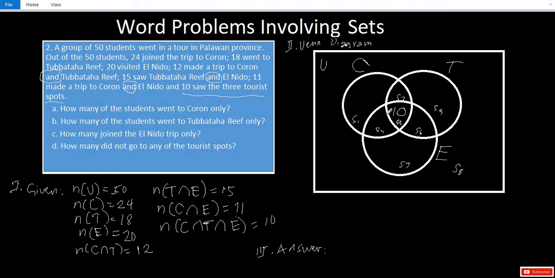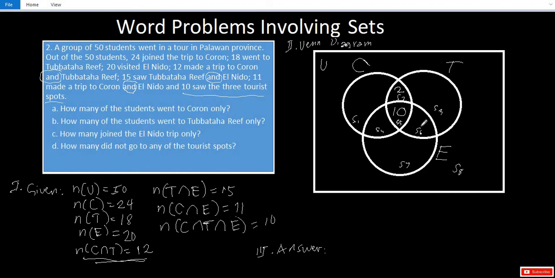Now from here, we can already determine the cardinality of the rest of the regions. Let's start with the given intersection, C intersection T, which is 12. Again, what part of the Venn diagram is C intersection T? This one, S sub 2 union S sub 5. Since this sums up to 12, and we already have 10 in S sub 5, this is surely equal to 2, because what you add to 10 to make 12 is 2. So we're done with S sub 2.